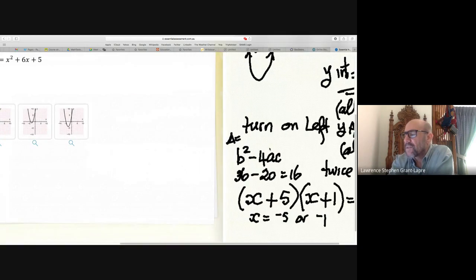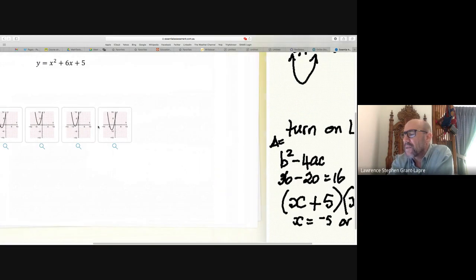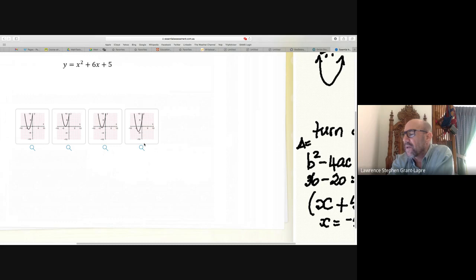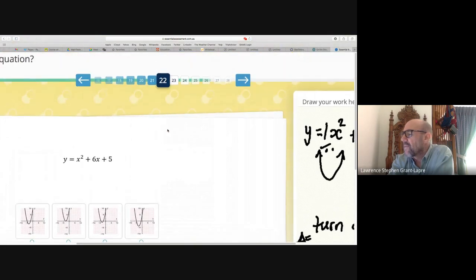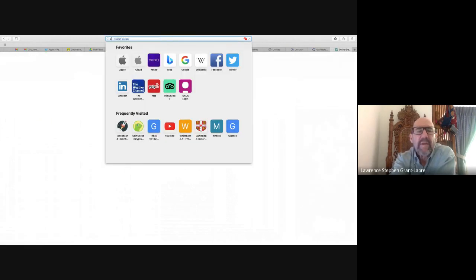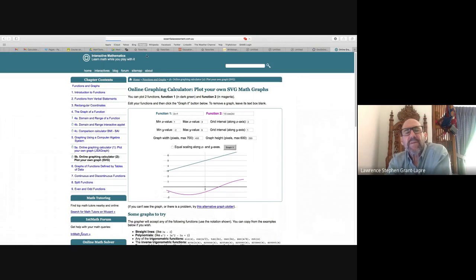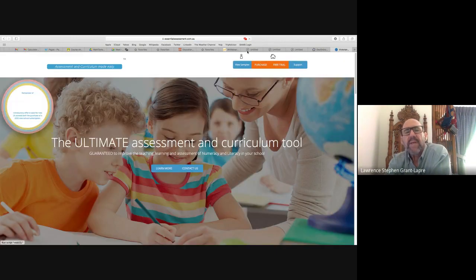That only leaves the fourth one, doesn't it? Okay. Sometimes you have to graph the whole thing before you can make your choice.